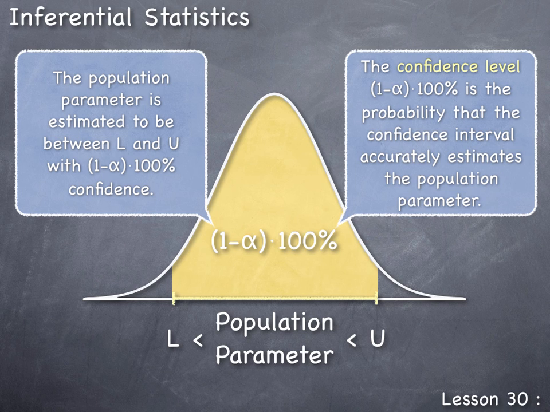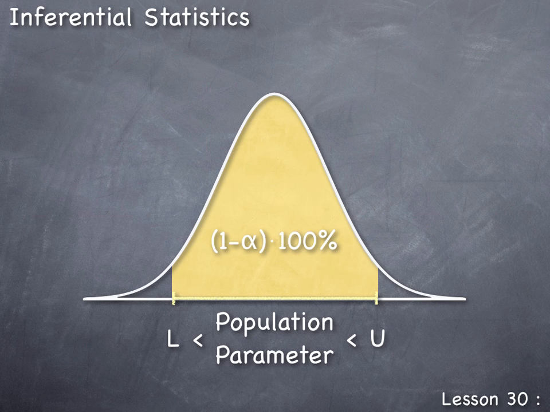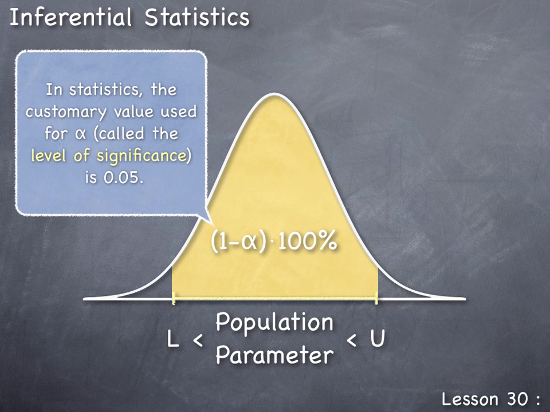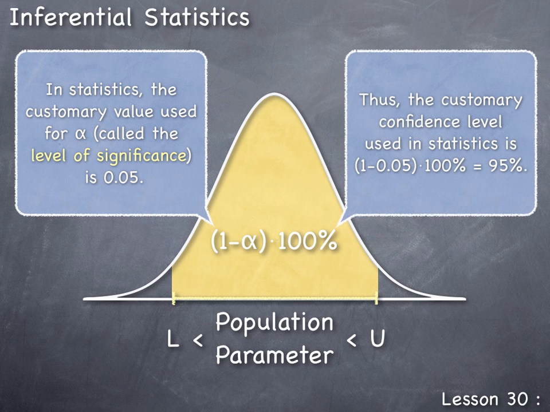And the confidence level is the probability that the confidence interval accurately estimates the population parameter. So in order to have a great deal of confidence in the estimate, we need to set our confidence level very high. Now, in statistics, the customary value used for alpha, which is called the level of significance, is 0.05. Thus, the customary confidence level used in statistics is 1 minus 0.05, or 95%. Thus, we can construct confidence intervals that can accurately estimate the value of the population parameter 95% of the time.